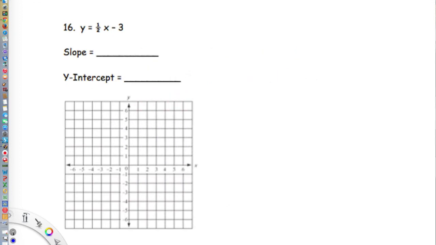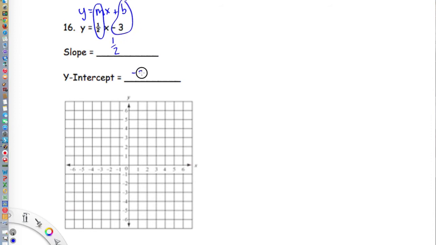For number 16, they give us the equation of a line, and they ask us to find the slope, the y-intercept, and then graph it. Again, it doesn't hurt just to write the slope-intercept form above the equation to make sure you have everything lined up. The slope here I can clearly see is 1/2. So my rise is 1 and my run is 2. I go up 1, 2 to the right. And then my y-intercept is a -3.